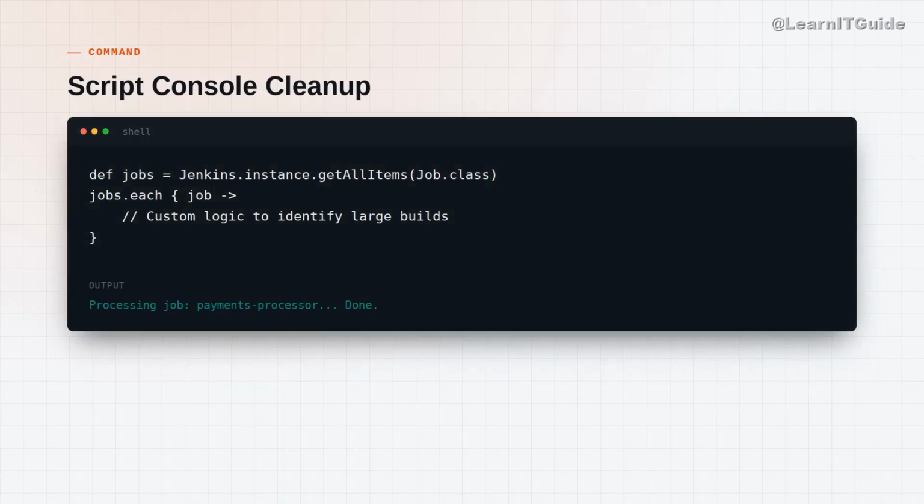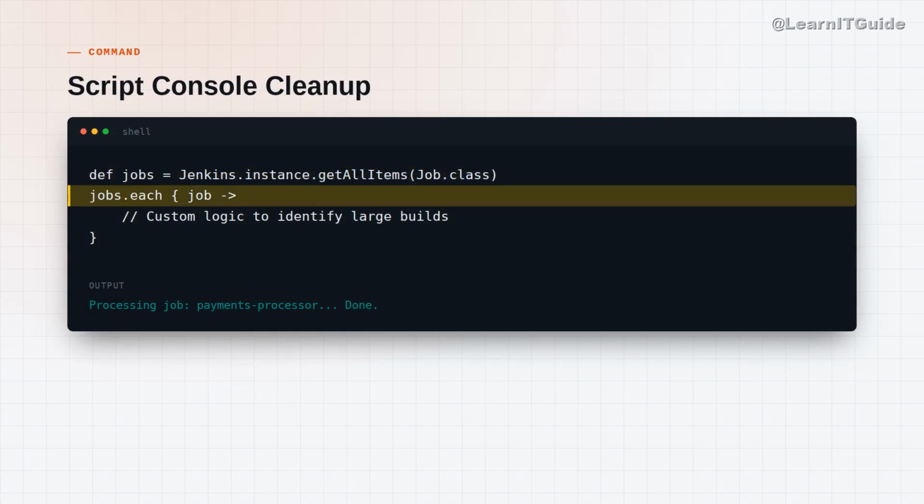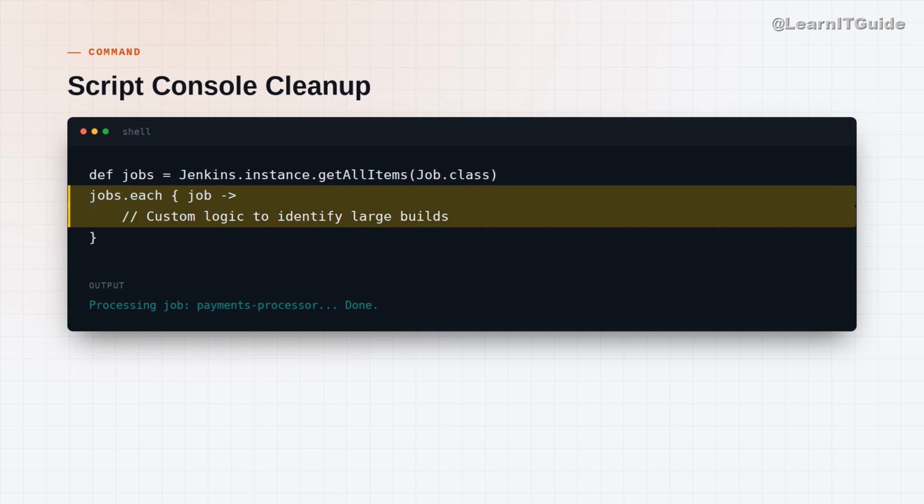This code snippet iterates through all jobs on your server. On line 1, we grab every item from the Jenkins instance. On line 2, we loop through each job. Inside this loop, you can add your custom logic to identify builds that are older than a specific date or larger than a specific size. It is a surgical approach to cleaning up storage when standard retention policies have failed you.